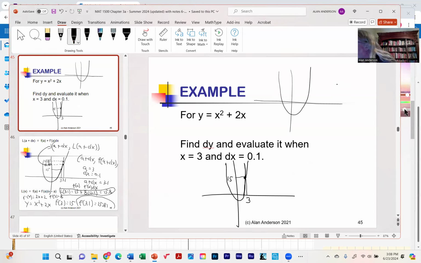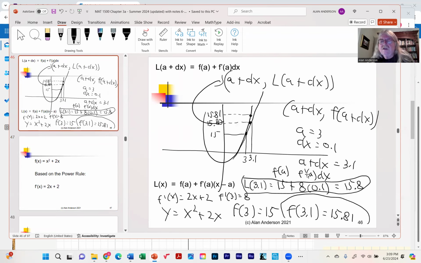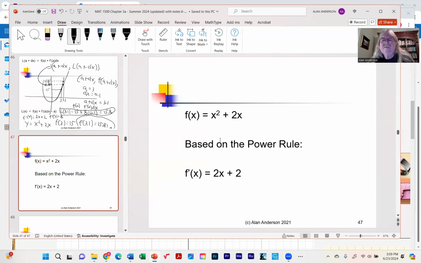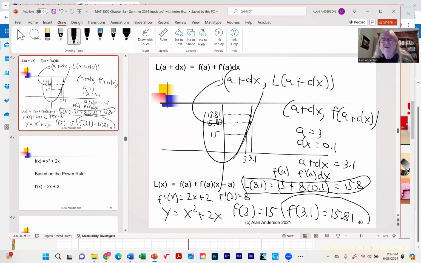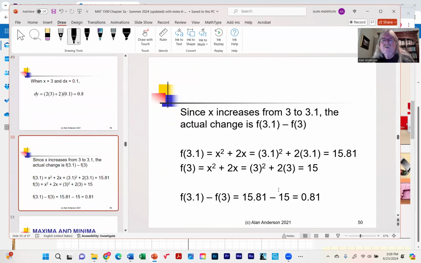Let's go through this step by step. I know it's all cluttered on here, but let's go through it step by step. We of course start by calculating the derivative. Using the power rule, the derivative of x squared plus 2x is 2x plus 2. And the value of a is 3.